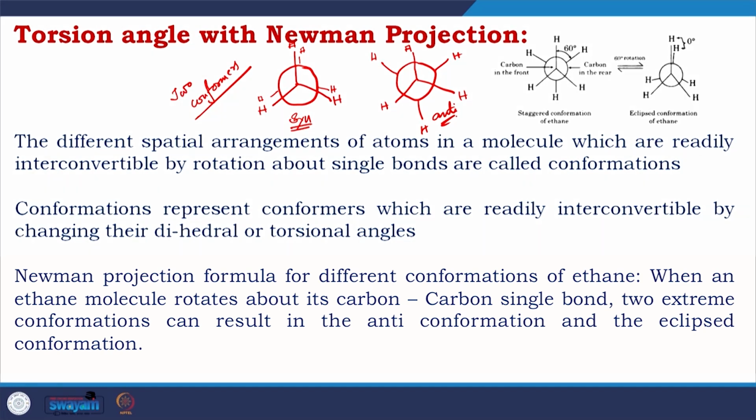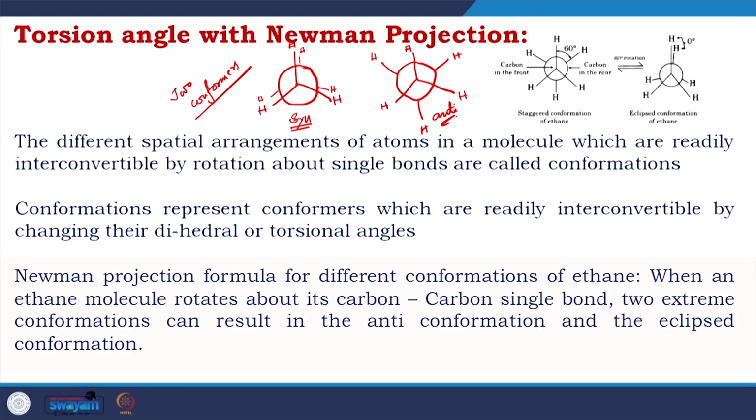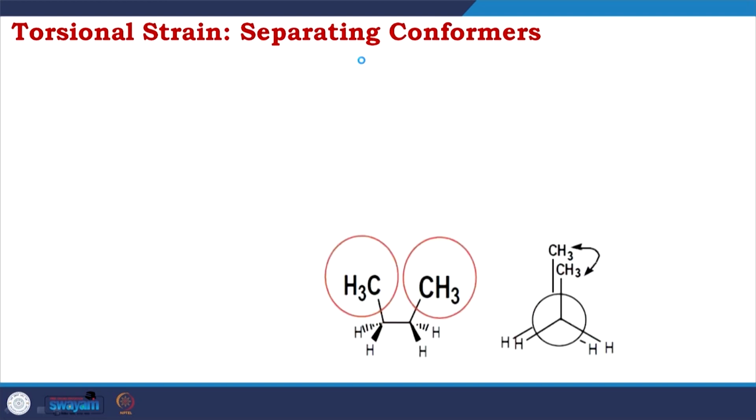This is ethane. When an ethane molecule rotates about its carbon-carbon single bond, the extreme conformations can result in the staggered conformation and the eclipse conformation. That is what I was talking about. This is ethane. You move it, you get a different conformation, syn and anti. The staggered and eclipse is the 60-degree rotation. Here I make a 180-degree rotation. So you get syn and anti. Okay, you understand it?